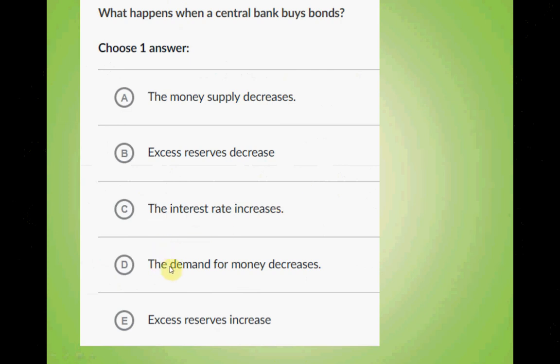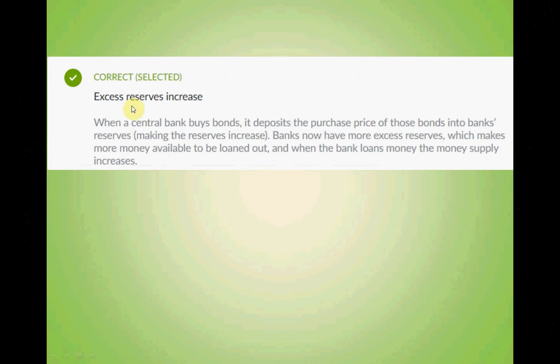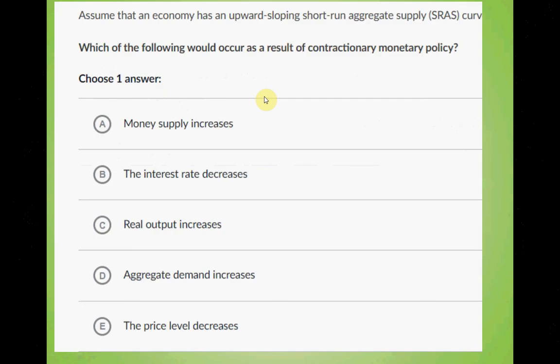The demand for money decreases. Well, central bank buying bonds, we're not talking about money demand here. What are we talking about? We're talking about that vertical line. We're talking about MS. So anything that says anything about demand for money is wrong. Excess reserves are going to increase. That's what I'm going to say, and it's correct. Yay, excess reserves increase. And you can pause it and read this explanation if you want to, or go back and look at the chart and review this section.